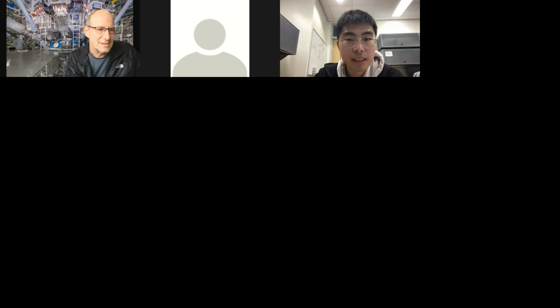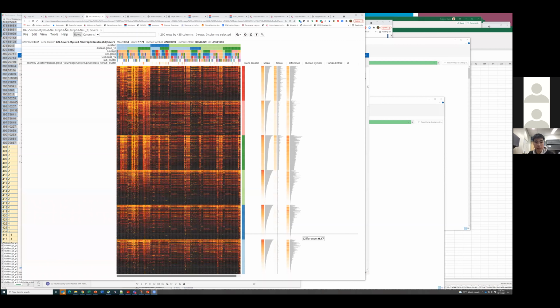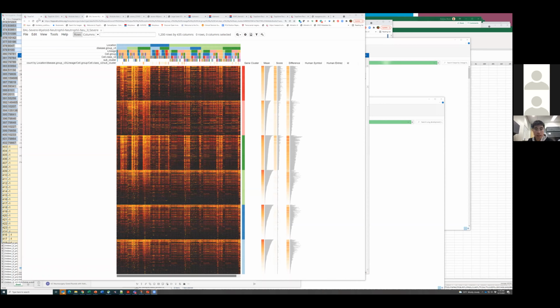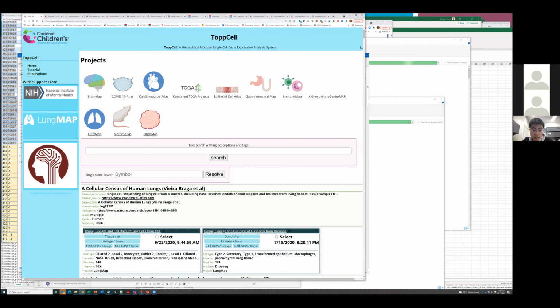I'm going to show from this other computer. So let's get into this. Okay, so here's the general interface to ToppCell. You can search across the whole database for cells or genes, or you could go into a particular project group that has data sets that are grouped together according to some theme.